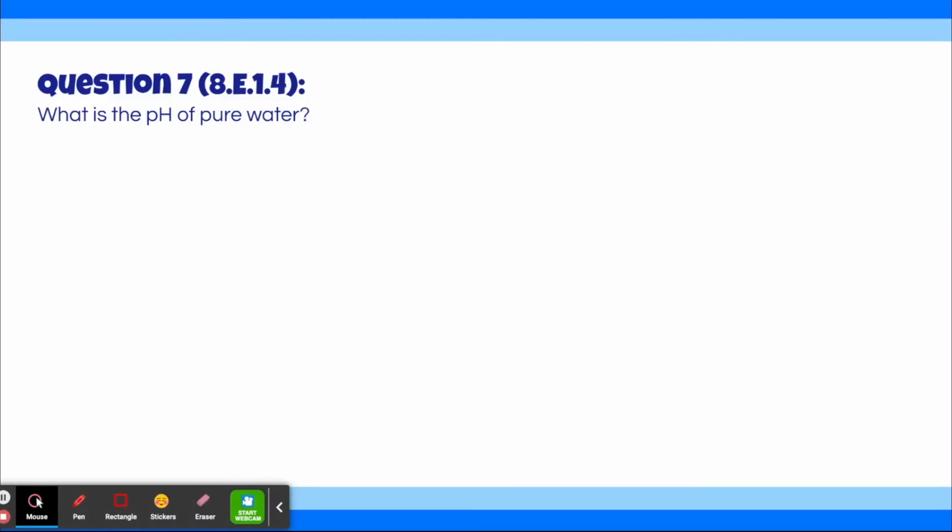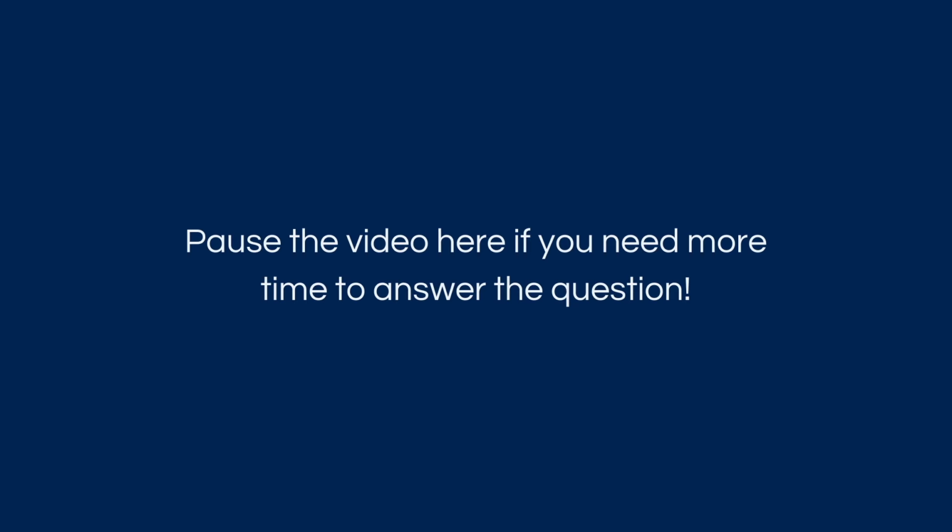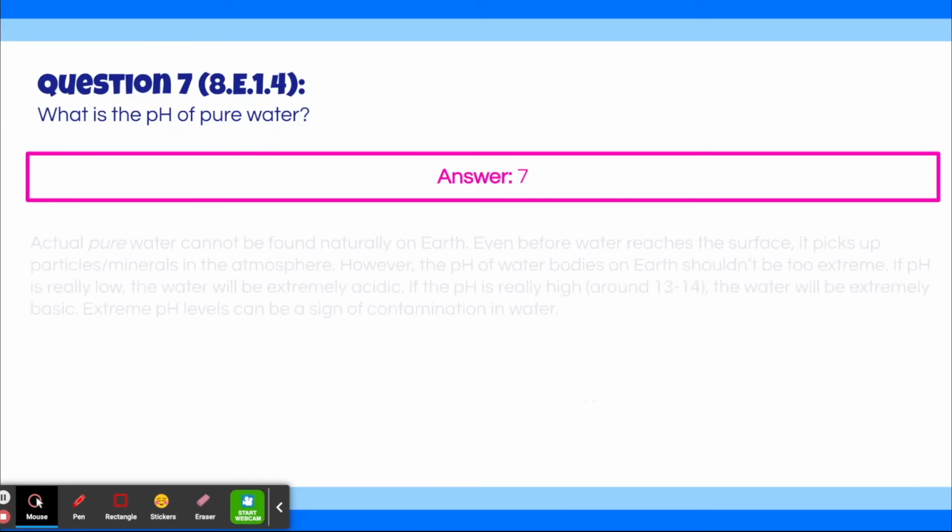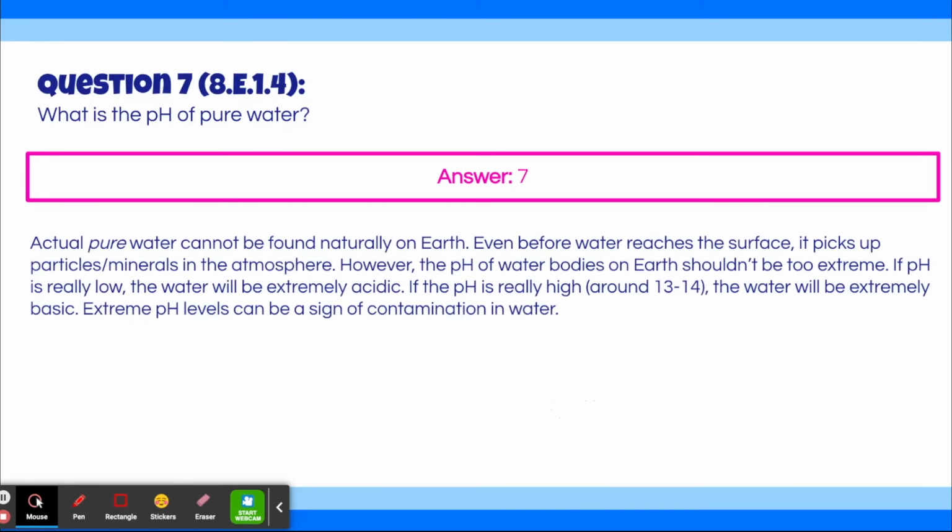Question 7. What is the pH of pure water? The answer is 7. Actual pure water cannot be found naturally on Earth. Even before water reaches the surface, it picks up particles and minerals in the atmosphere. However, the pH of water bodies on Earth shouldn't be too extreme or too far away from 7.